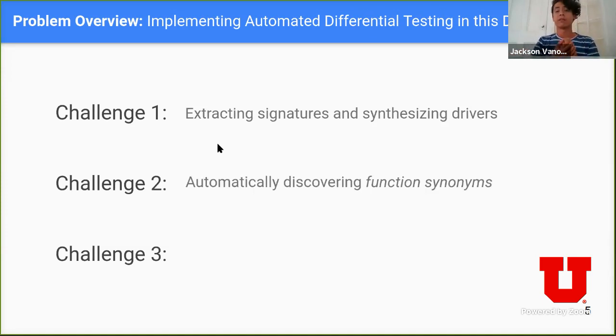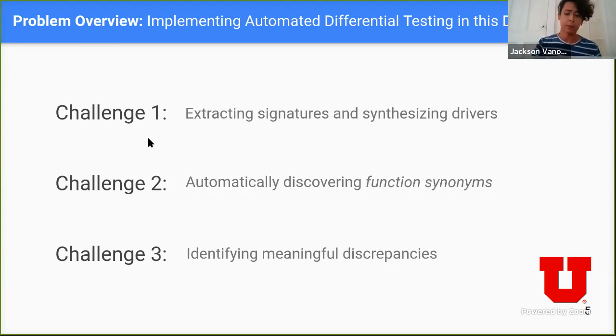We want to automatically discover function synonyms, and we define function synonymity to be an equivalence relation that partitions the set of functions into equivalence classes. This is non-trivial because documentation can be lacking and function names can be misleading, so it merits another approach besides just manually constructing those classes. And lastly, we want to identify meaningful discrepancies, because not all discrepancies are indicative of buggy behavior. That can be due to the inherent imprecision in floating point numbers, or different implementation choices with regard to branch cuts and poles, or error handling. So we need a means of triaging discrepancies.